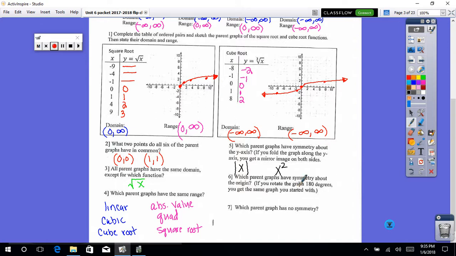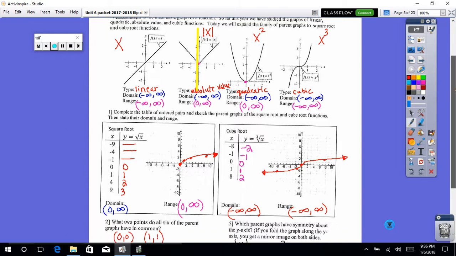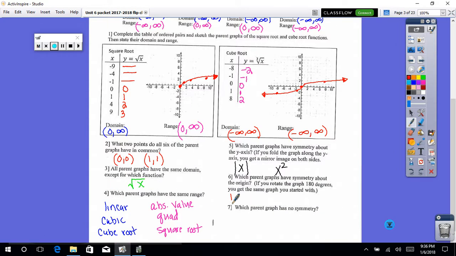Okay, then it says which ones have symmetry about the origin, meaning their opposite corners look exactly the same. Okay, so if we look at linear, nothing in this corner, the opposite corner also has nothing. Okay, we have an arm going off here, the opposite corner has an arm going off there. Okay, so linear is one of them.